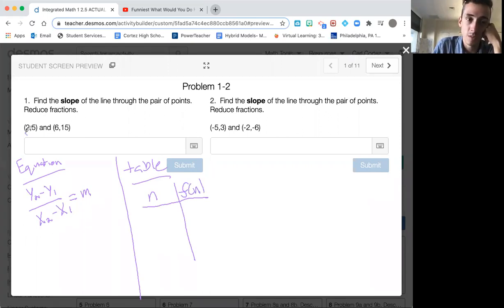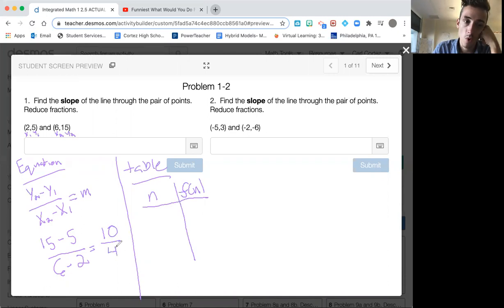So I have 2 points. I'm going to label this x1, y1, x2, y2. Pretty much going to plug in wherever I see that term. So 15 was y2. I'm then deducting y1, which was 5. So notice it's only y coordinates up here. I'm then taking a look at x2, which is 6, and I'm deducting x1, which was 2. 15 minus 5 is 10. 6 minus 2 is 4.